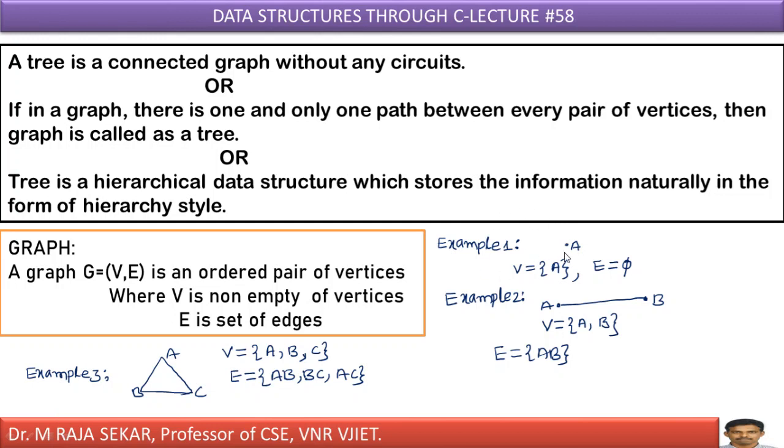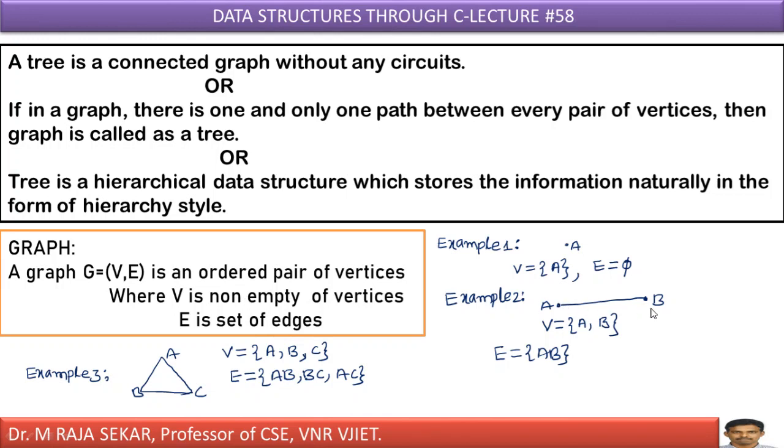For example, if I keep a single vertex A, we have the vertex set, and according to the definition, V must be a non-empty set. Yes, we have got a non-empty set. There are no edges in this particular example, therefore E is equal to the empty set. Still it's a graph. There is a restriction on V, there is no restriction on E.